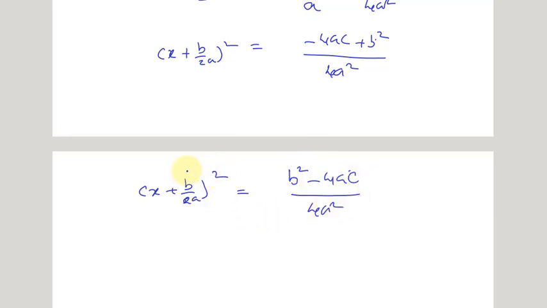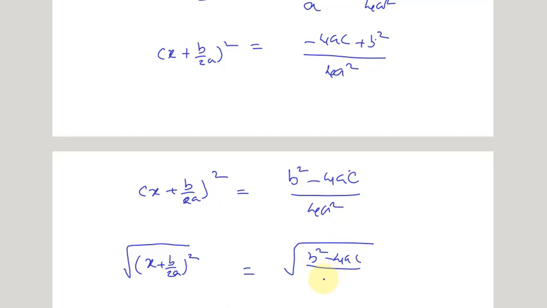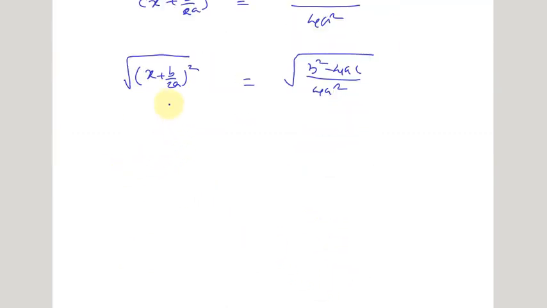Now we have to find the value of x. That means we need to make x alone in this. To do that we need to remove this square. So to remove this square, we have to apply the square root on both sides. On applying square root on both sides, the square root of x plus b by 2a whole square is equal to the square root of b square minus 4ac by 4a square. The square root and square both will get cancelled.